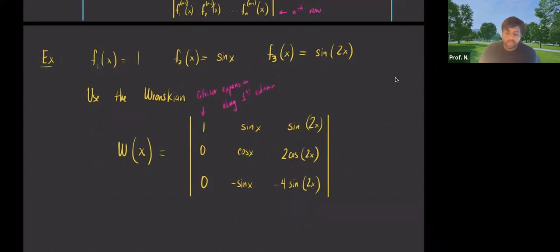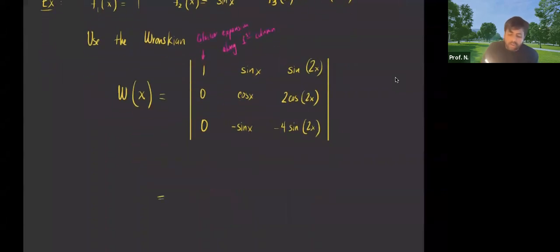Because of the zeros. So see, this is when knowing how to compute determinants can be helpful. So then if I use the 1 here and I strike through everything, the first column and the first row, I have a smaller determinant, cosine of x. This is 2 cosine of 2x. This is negative sine of x. This is negative 4 sine of 2x.